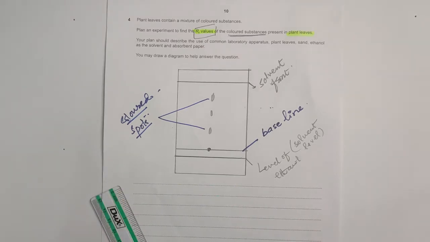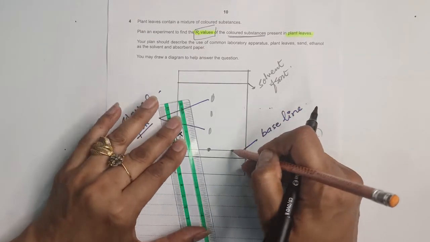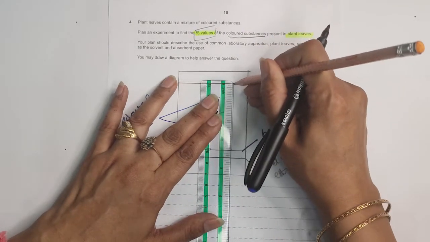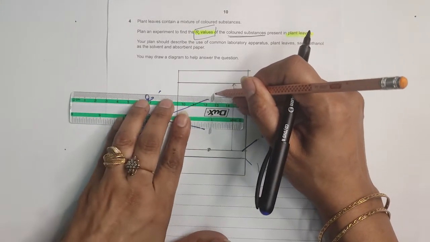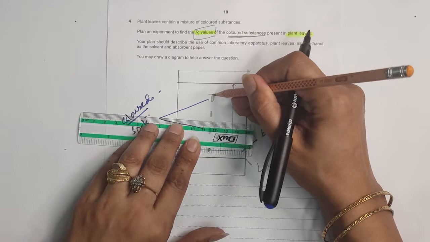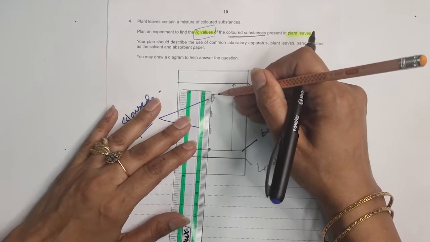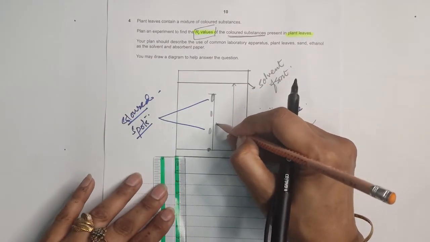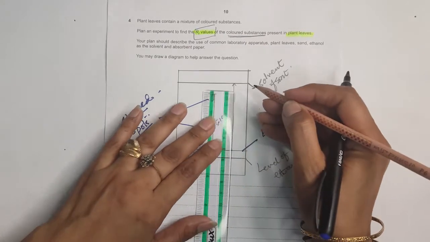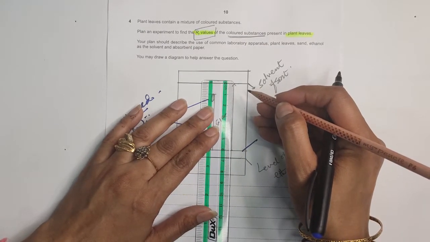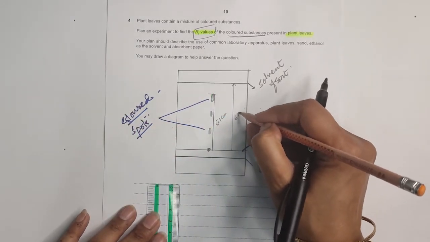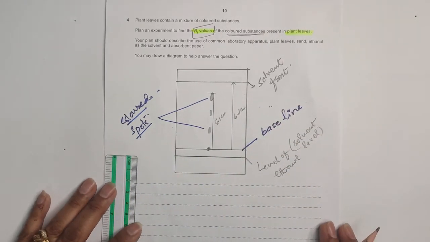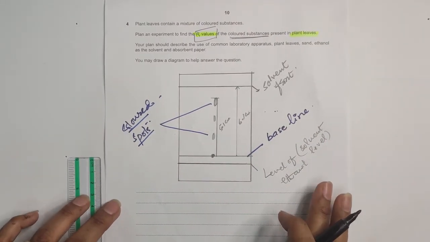Now we have to calculate the RF value, using the distance from the baseline towards the solvent front. This is the way you have to measure the RF value. For example, I have to measure the RF value of the spots. I will measure it here: it is 5.1 centimeters, and here this point is 6.1 centimeters. Centimeter is the scale which we are going to use.